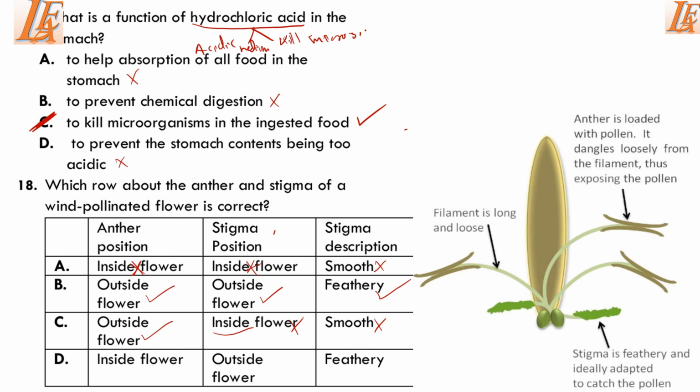Then D, the anther position is inside. This one is wrong. The stigma position is outside. This one is correct. Then the stigma description is feathery. This one is correct. But in this case for D, the anther position being inside makes it wrong. So therefore the correct answer is B, where the anther position is outside the flower, stigma position is outside the flower, while the stigma description is feathery. So the correct answer in this case is B.